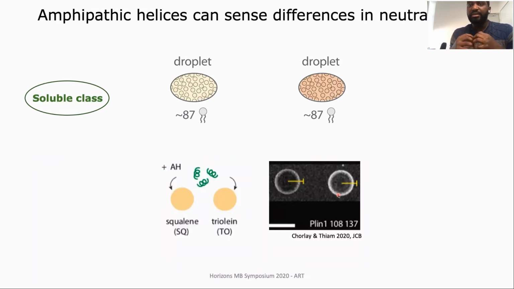And we've demonstrated that in vitro. So basically, we've generated, for instance, a squalene droplet, squalene being a derivative related to sterol ester, and a triolein droplet within the same medium, and we've added the amphipathic helix derived from perilipin 1, another lipid droplet protein. And what you can appreciate here is that the amphipathic helix binds better to the triolein surface than to the squalene surface, demonstrating that amphipathic helices can detect the nature of the neutral lipid.